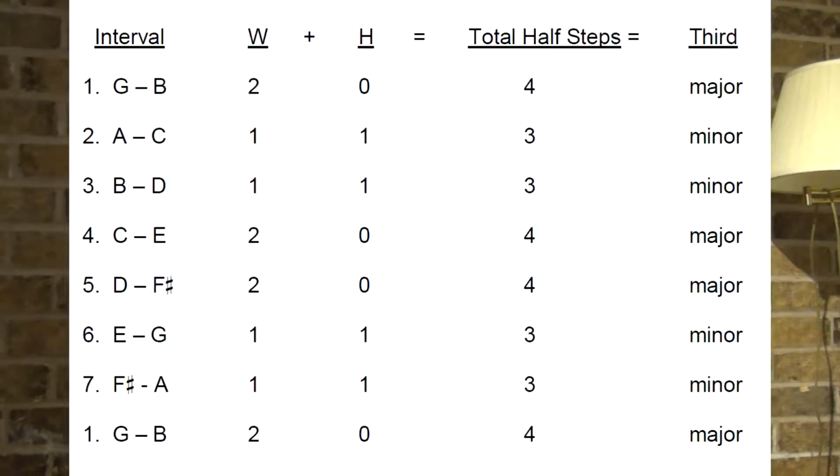Now let's take a look at the two thirds in that chord. A to C has three half steps. C to E has four half steps. So when the 1 to 3, in this case A to C, has three half steps, or a minor third, that means the chord is a minor chord.